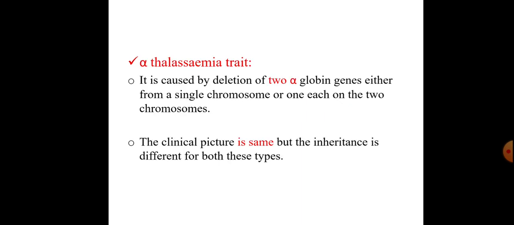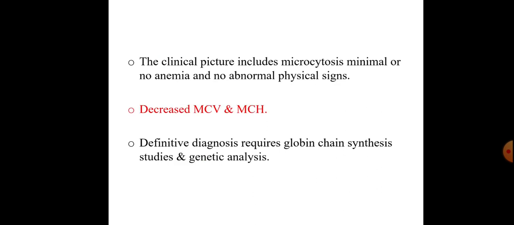Alpha thalassemia trait is caused by deletion of two alpha globin genes, either both from a single chromosome or one each on the two chromosomes. That is, two chromosomes, one paternal and one maternal, and each chromosome has two alpha globin genes. If two alpha globin genes are deleted on either the paternal or maternal chromosome, it can result in alpha thalassemia trait, or one alpha globin gene deleted from each of the paternal and maternal chromosomes can also result in alpha thalassemia trait. The clinical picture is the same, but the inheritance is different for both these types.